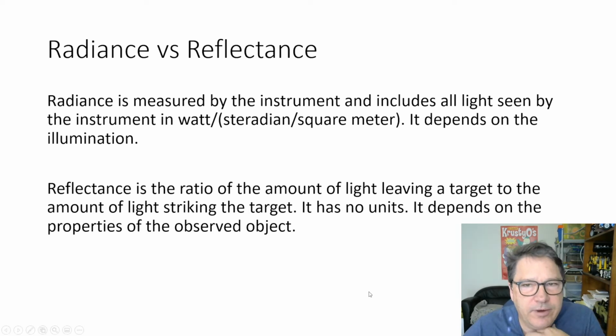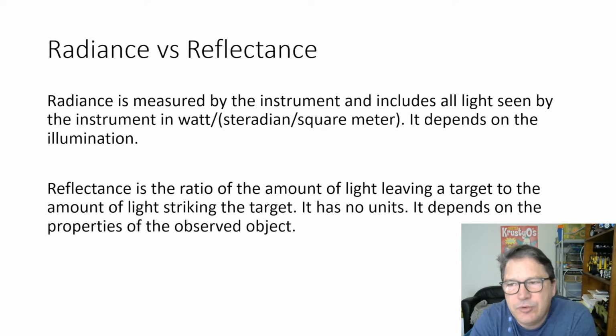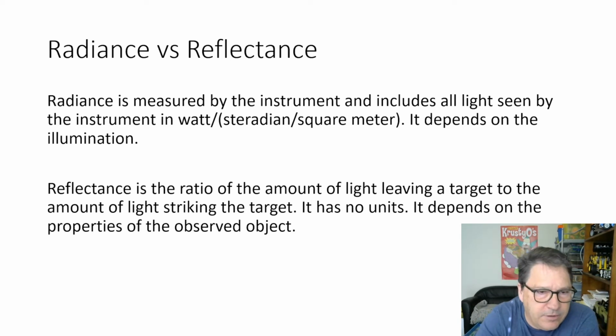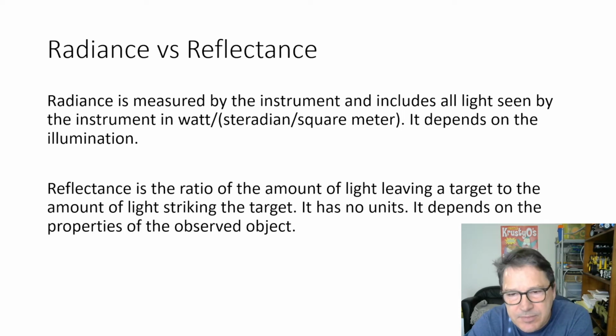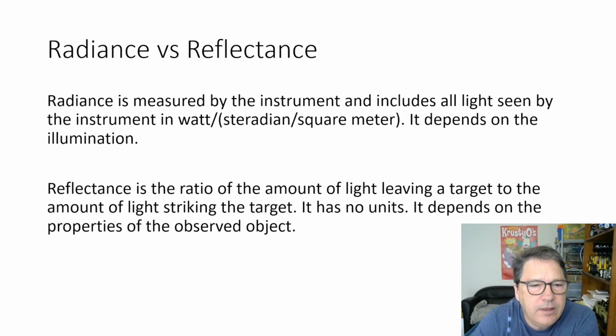So you'll hear about radiance and you'll hear about reflectance. What is the difference between these things? Well, radiance is what is measured by the instrument. It includes all the light seen by the instrument, and it has units. So the radiance depends upon the illumination of the Earth at that time. It depends on where the sun is and the angle of the terrain and aspect and so forth. Then reflectance is a ratio.